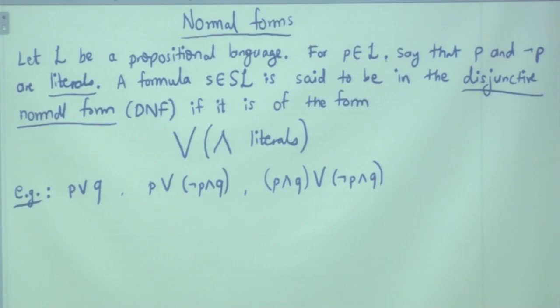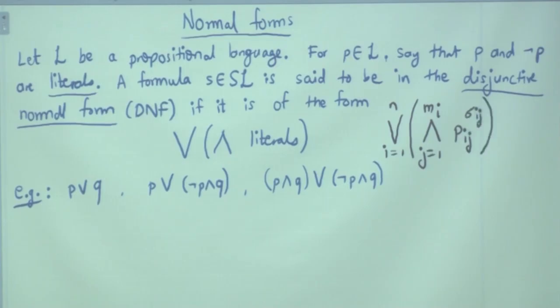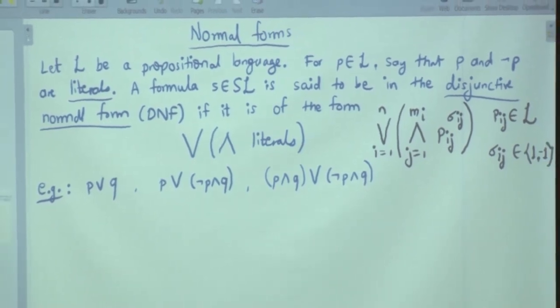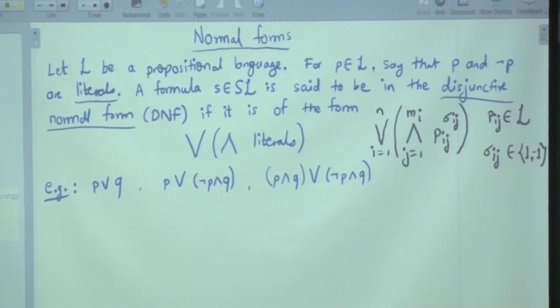Maybe I can tell you the more specific form of this. Generally we write it like this: disjunction, i running from 1 to n, n could be 0, of conjunction, j running from 1 to m_i, because this is the inside thing, and then P_ij to the power sigma_ij, where the P_ij are in L and the sigma_ij are in plus or minus 1. Let us see how to make sense of this. If I write P to the power minus 1, I am actually talking about negation P. Do all of you understand this? Note that m_i, that index, depends on i.